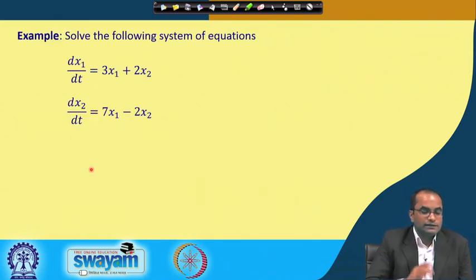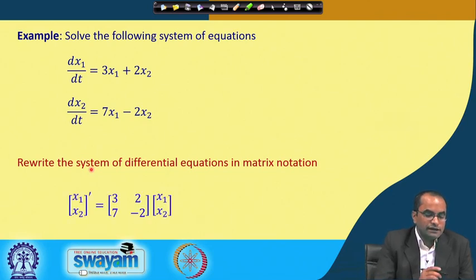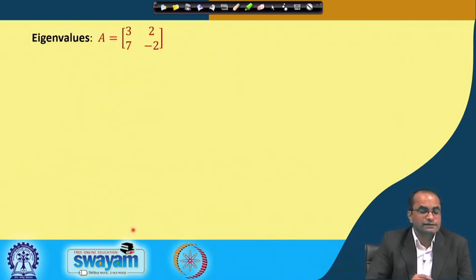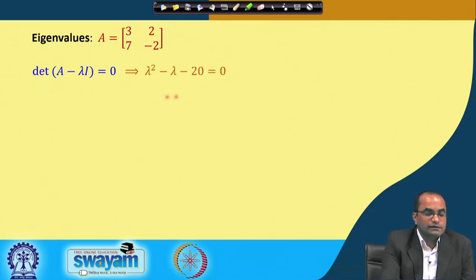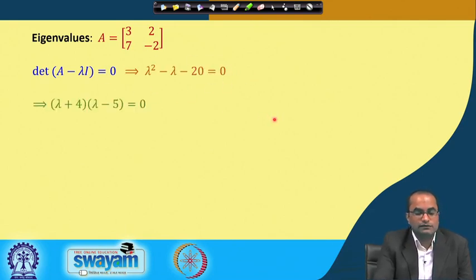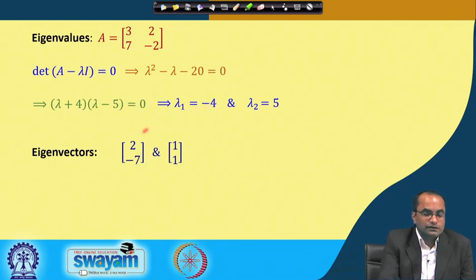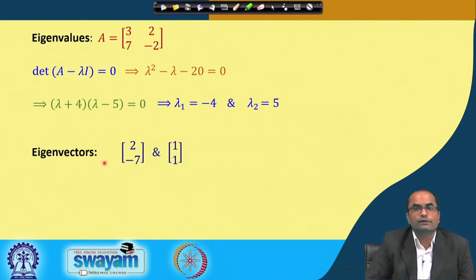So, just to demonstrate this, we have taken a simple example here. We can rewrite it in the system form here: dx1/dt, dx2/dt, we can write in this vector form with the coefficient matrix 3, 2, 7 and minus 2, and x1, x2. So, we have to just compute the eigenvalues and eigenvectors of this matrix. When we write down the characteristic polynomial, we get minus 4 and 5 as the eigenvalues, and the corresponding eigenvectors are 2, 7 and 1, 1. So, (1, 1) corresponds to 5 and minus 4 corresponds to (2, minus 7).